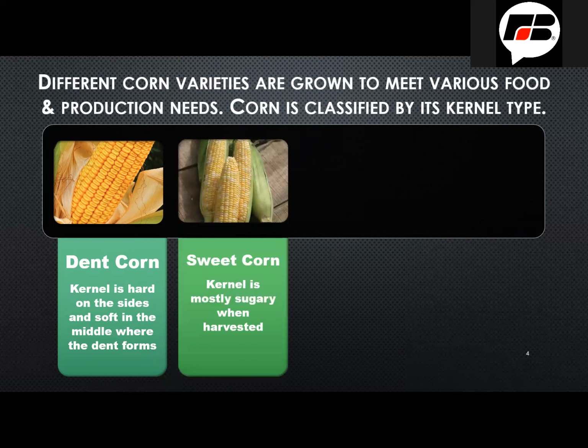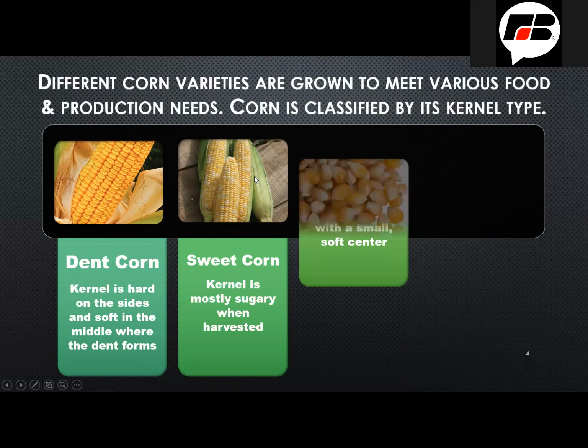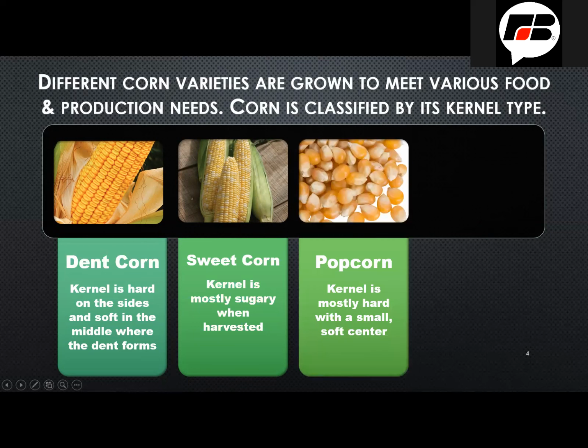Sweet corn, you might have heard of before. It has a soft kernel and it is mostly sugary when harvested. That gives it the sweet taste that we get to enjoy, called sweet corn. Sweet corn grows on a white cob and it is picked from the field before it turns hard like the dent corn.